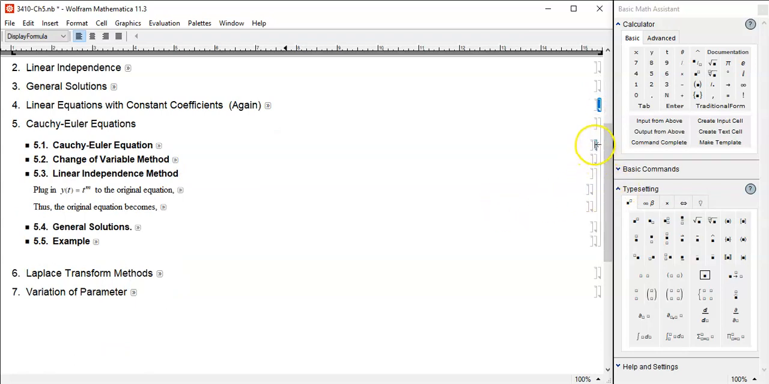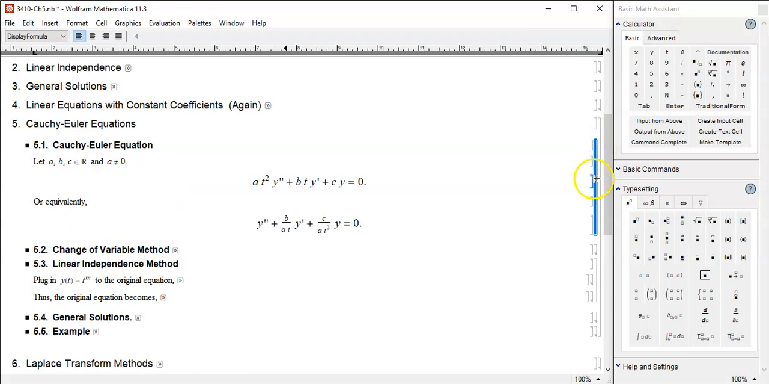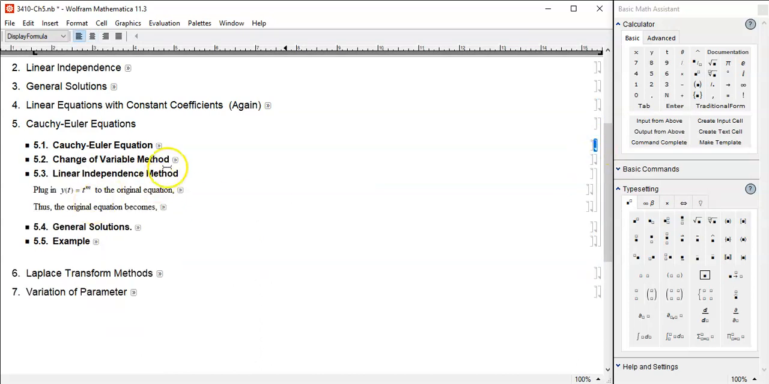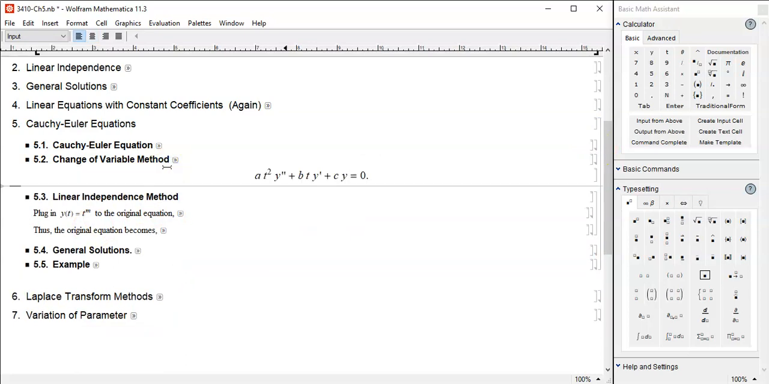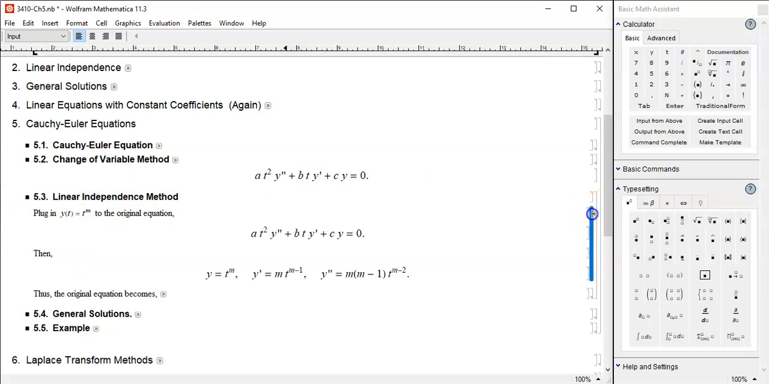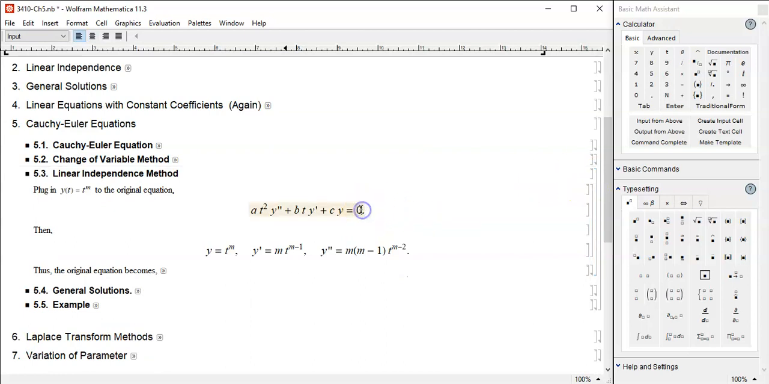In this equation, where's the equation? Excuse me. Yeah, here we go. Euler equation here. Plug in y equals t to the mth power. Here, oh, it's already here. Okay, well, I don't need it. In this equation, plug in y equals t to the mth power.